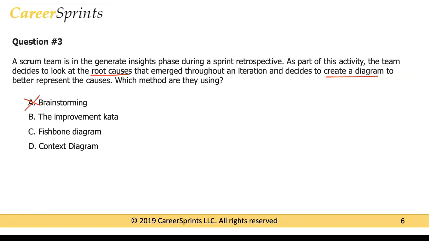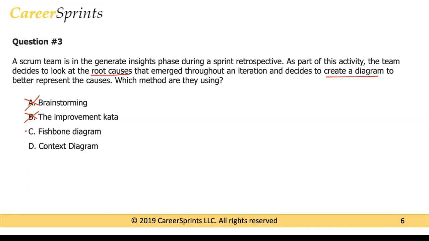Option B is the improvement kata. Improvement kata basically is a concept or a method in Lean, and it basically helps you with iteratively experimenting and improving your day-to-day activities or any kind of improvement goal that you might have. You can use the improvement kata to accomplish that improvement goal through various iterations. So that is also going to be incorrect. That's not the right answer. Fishbone diagram. So let's just put a dot here. Let's not put it as the correct answer.